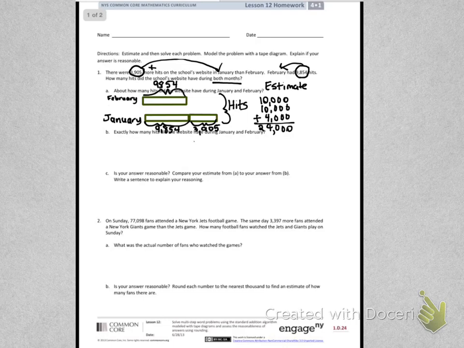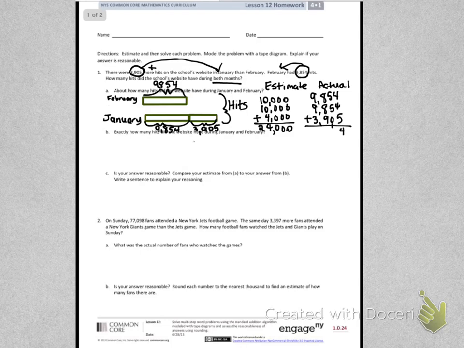To solve the actual problem, I am going to go ahead and add, this is the actual answer, 9,854 added with 9,854 added with 3,905. We need to make sure we start by adding the ones column first and all the way up to the thousands column. 4 plus 4 is 9, plus 5 makes 14.